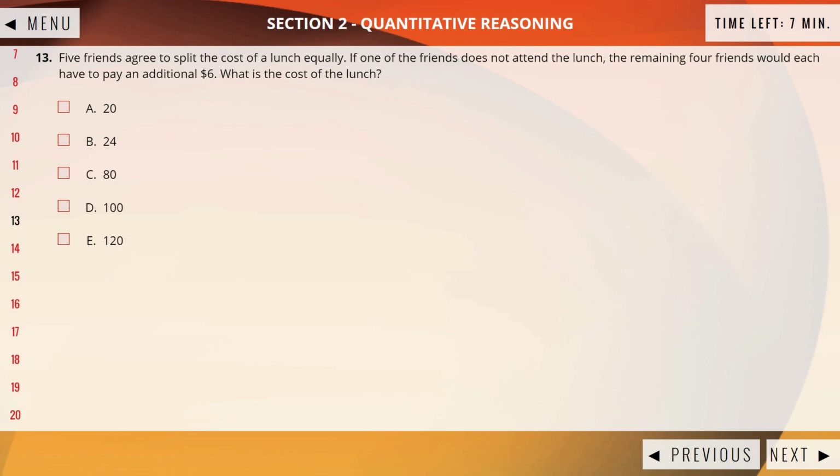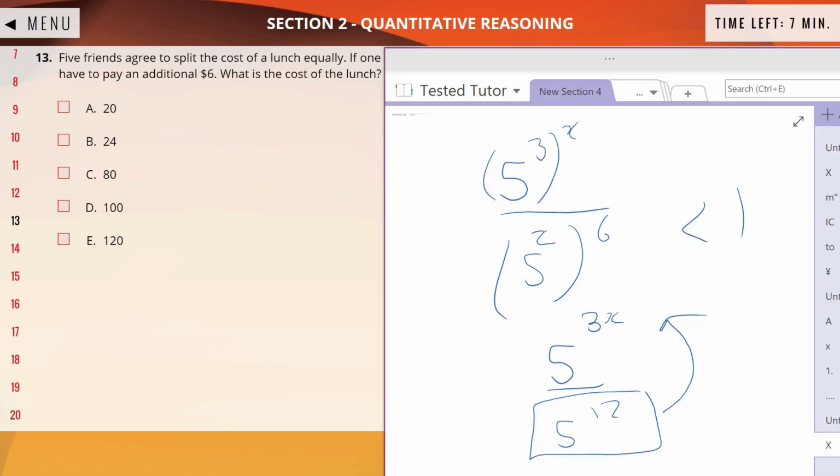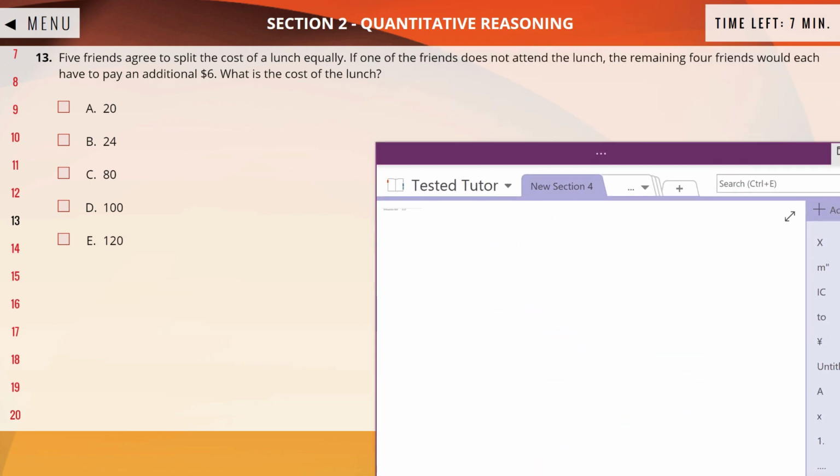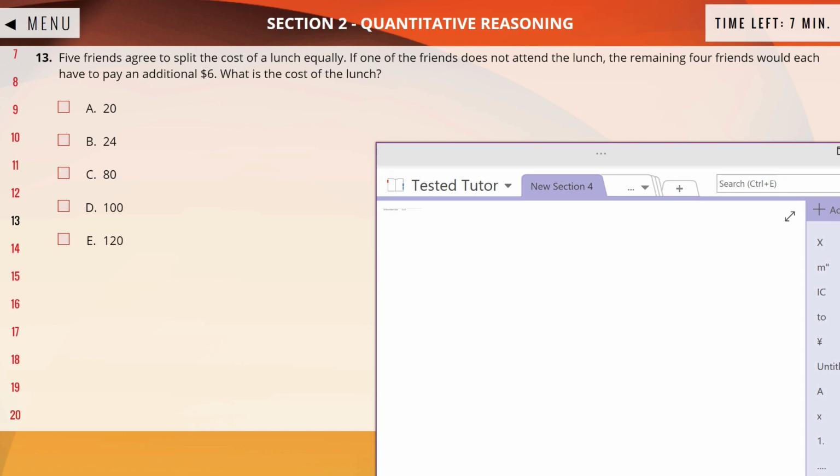5 friends agree to split the cost of a lunch equally. If one of the friends does not attend the lunch, the remaining 4 friends would each have to pay an additional $6. What is the cost of the lunch? Well, if the remaining 4 friends each paid an additional $6, 4 times 6, they had to pay an extra $24 because the guy left. To cover that guy who left, they had to all chip in a total of $24.